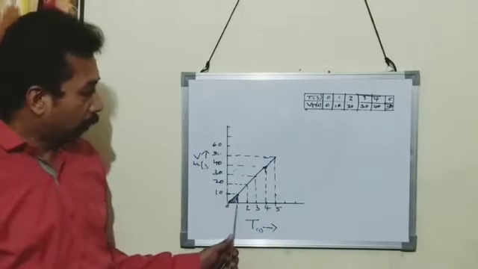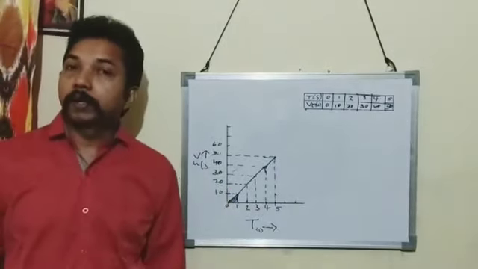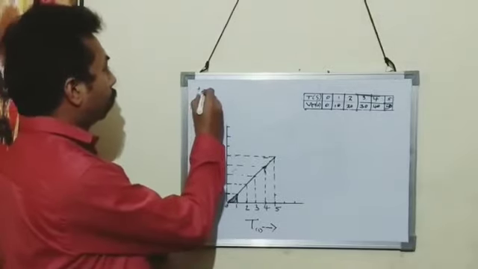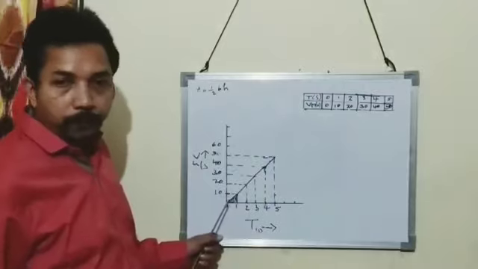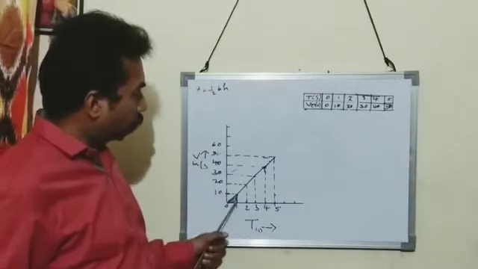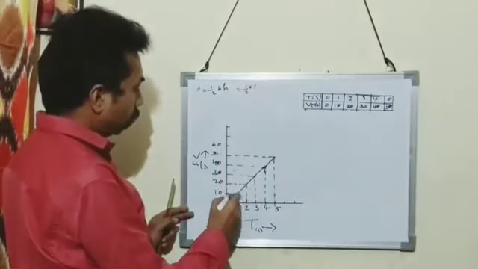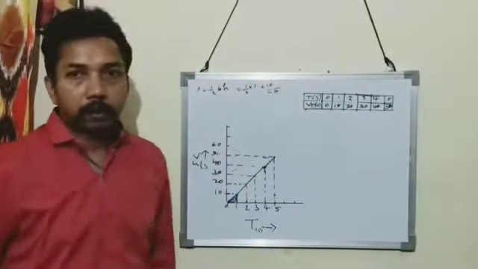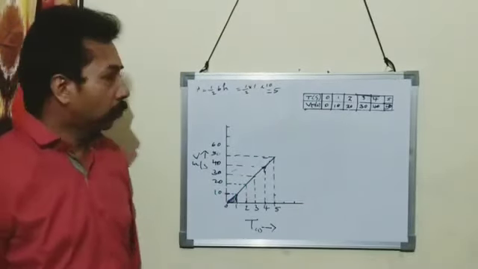So what is the displacement in 1 second? We have to find the area of this triangle. What is the formula to find the area of a triangle? Area of triangle is half base into height. So the displacement in 1 second will be half into 1 into height 10, half 1 into 10, which is equal to 5 meter. So displacement in 1 second is 5 meter.